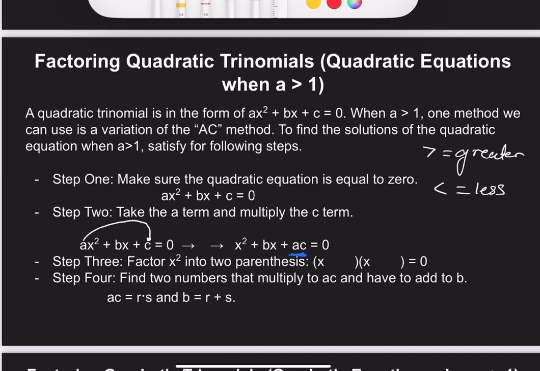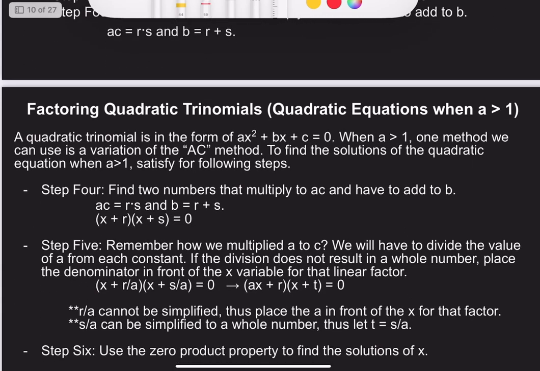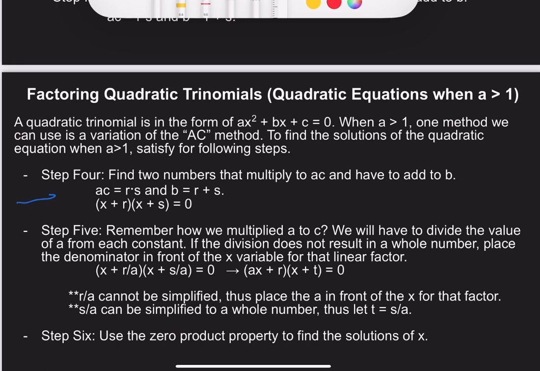Step 3, factor the x squared into two parentheses, an x in the left, an x in the right. Step number 4, find two numbers that multiply to AC and they have to add to B. Take your R and S. Suppose R and S multiply to AC, and when you add R and S, it equals B. Then you can place those factors in each of the parentheses, as we see right here for step 4 continued.